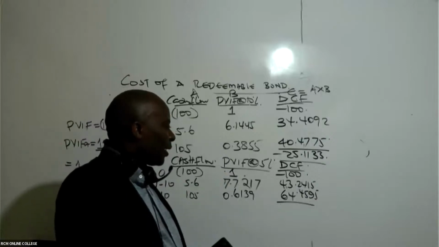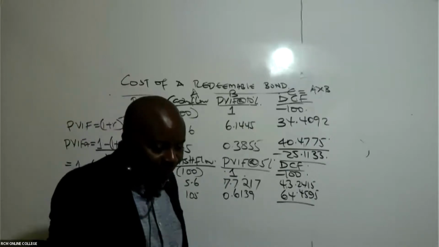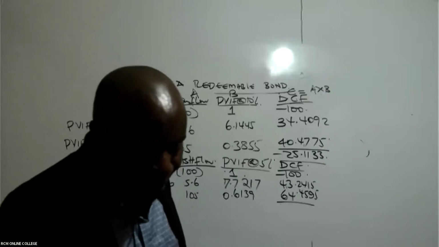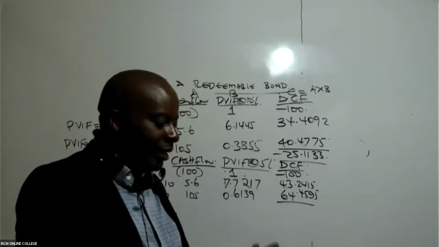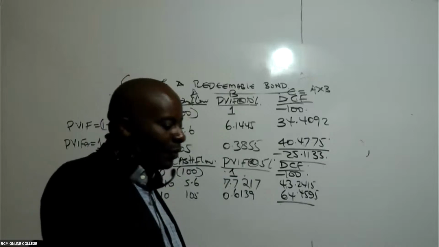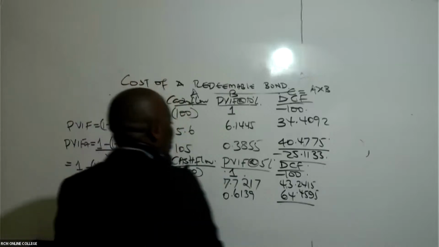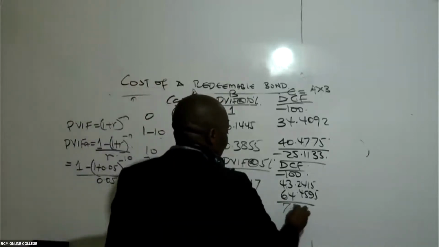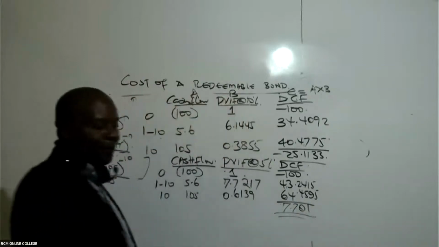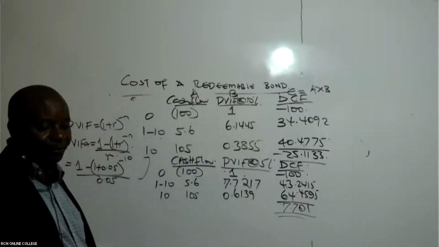The final answer. What am I getting as my final answer? Yeah, I'm getting 7.701. Myself, I'm getting 7.701. So 7.72, I'll be able to accept that one because of rounding off errors.